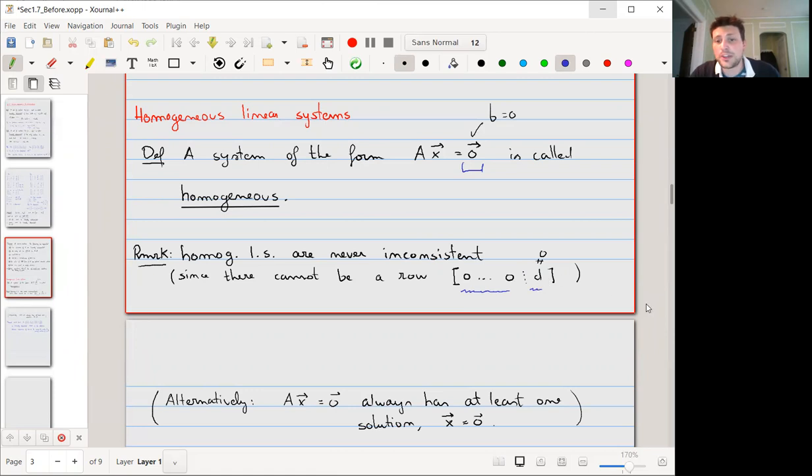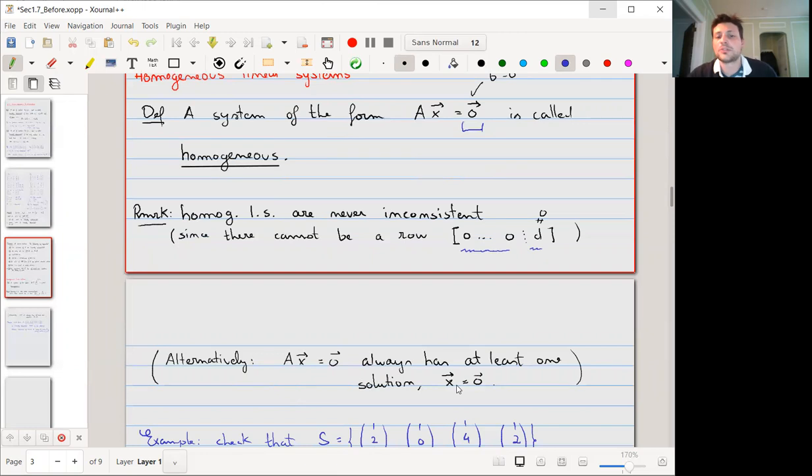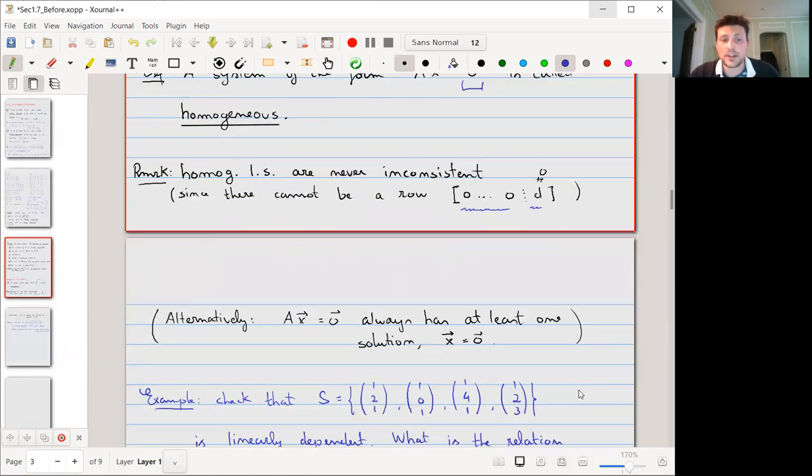An alternative way of thinking about this is that whenever you have a linear system AX equals 0, there always exists at least one solution, which is the dumb one, the one in which you plug in 0 for x and you multiply everything by 0. So that's always going to be a solution. Homogeneous linear systems are always consistent. They're never inconsistent.